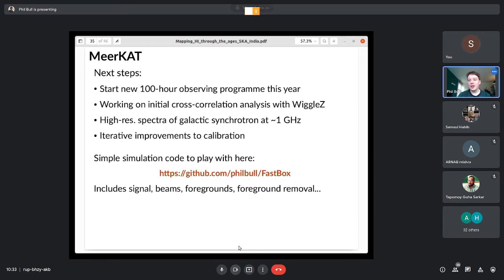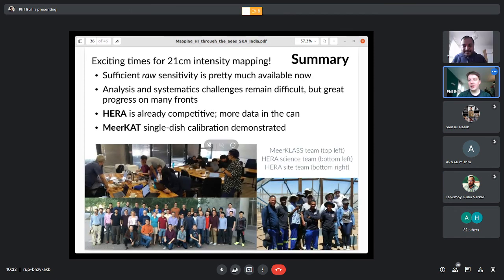These are exciting times for 21 centimeter intensity mapping. We're almost at the level of having the raw sensitivity we need to actually detect these signals. There are still tremendous analysis and systematics challenges, but we're chipping away at them. And I'm very pleased to say that the experiments I'm working on are doing well, and we'll hopefully be getting ever closer to a positive detection very soon. So again, thanks for your attention, and I'm happy to answer questions if there's time.